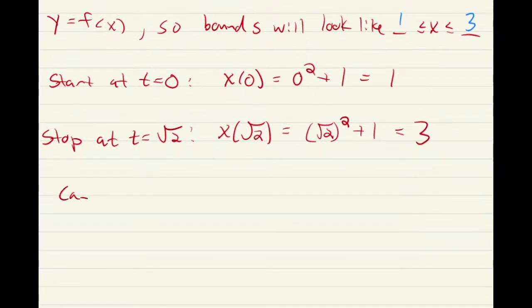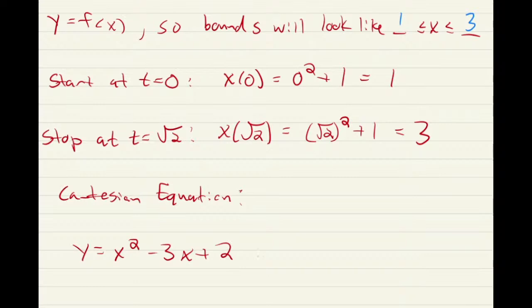Now I'm ready to give the answer. Cartesian equation. Here's the full answer. Well, y is equal to x squared minus 3x plus 2. And the bounds are as follows. X is in between 1 and 3, inclusive. Okay. I know it's inclusive because these are actual points on the curve, okay? Because I plug in values and I actually get them, okay? They're actual outputs, in other words, okay? So they're on the curve. So they get included, okay?